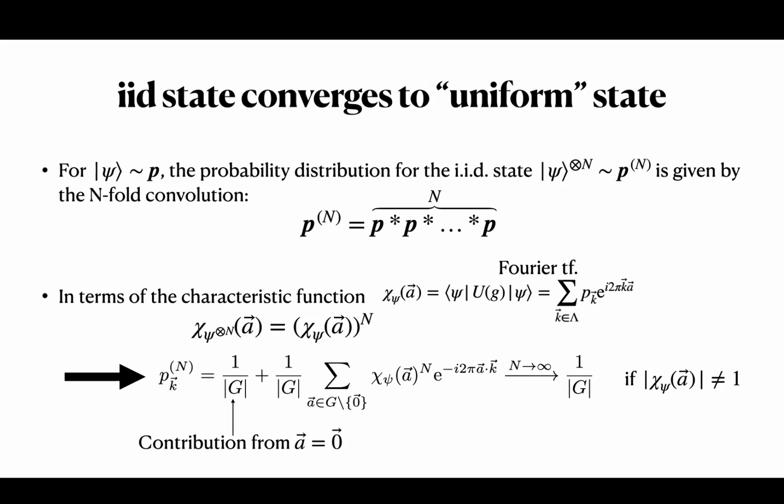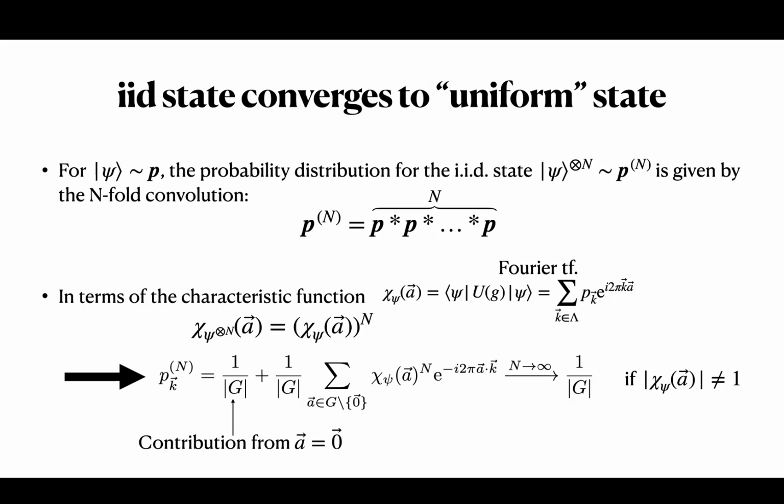And the first term is a contribution from A equals 0. And when this characteristic function is smaller than 1, then only this 1 over G term survives. So it converges to the uniform state.